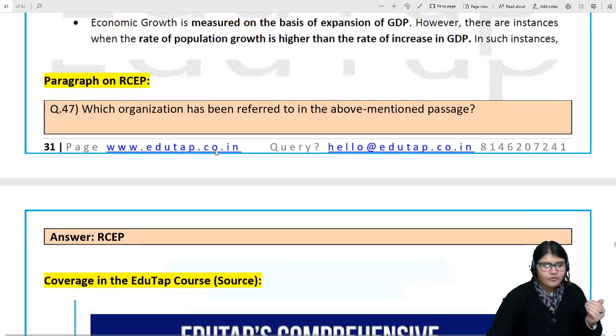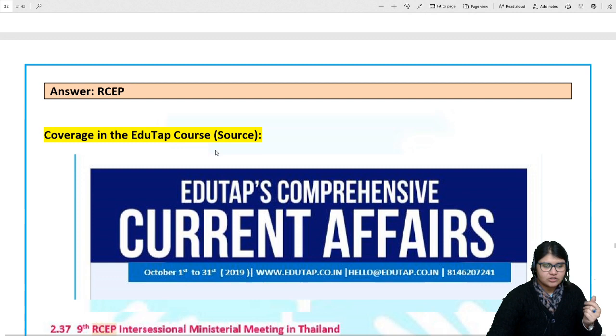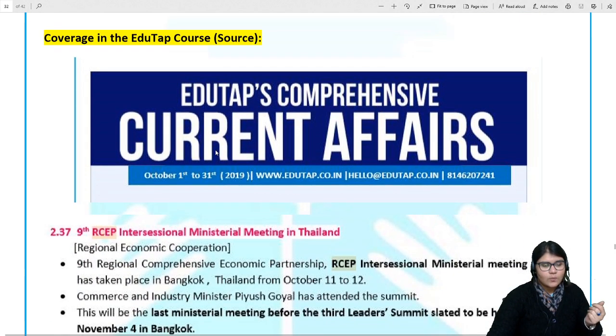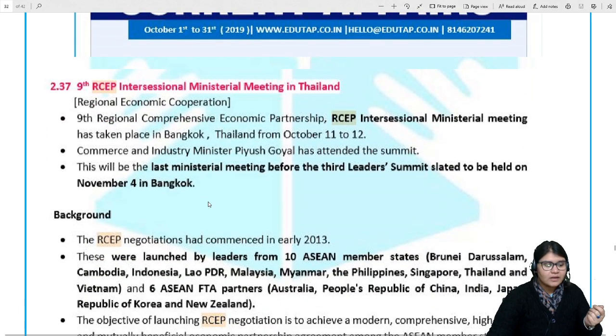We had a paragraph on RCEP. The first question referred was, which organization has been referred to in the above mentioned passage? So it is RCEP. You need to identify that. Here you can see this was covered in the October monthly current affairs magazine. Here it is very clearly given.